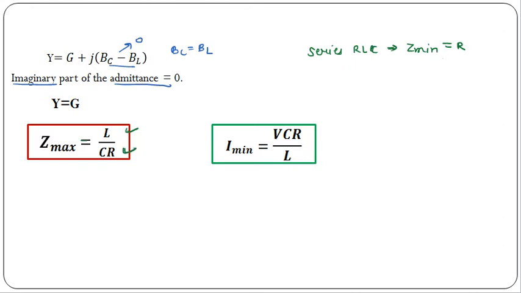And current, if impedance is maximum then the current will be minimum, and it is given by VCR by L. So current is given by V by Z. If impedance is maximum then current will be minimum, so this is V by Z max, which is L by CR. So if we simplify this, we will get VCR by L. So now let us find out the resonating frequency formula.